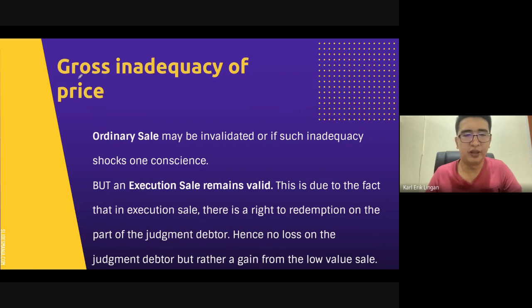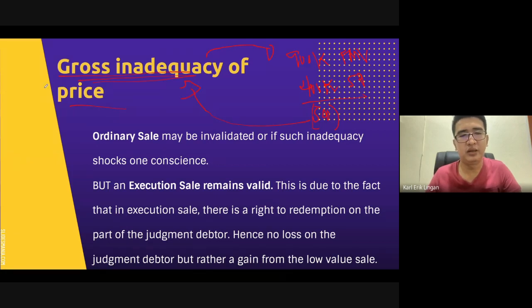Gross inadequacy of price. Ang gross inadequacy, yan yung, let's say, for example, you have a car worth 900,000. Fair market value, so that's how it is being sold on the market. And then, 400K mo siya binenta. So selling price niya is 400k. So the price differential is too big. Therefore, it's grossly inadequate. Okay?